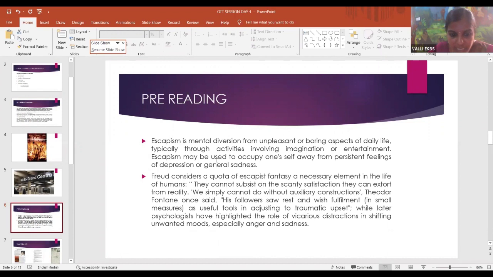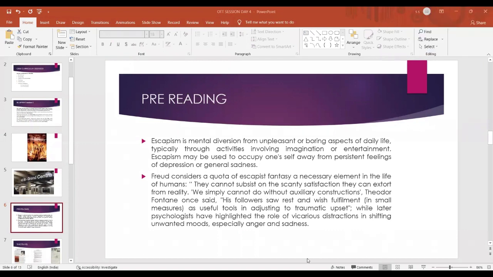Theodore Fontaine once said his followers saw rest and wish fulfillment in small measures as useful tools in adjusting to traumatic upset, while later psychologists have highlighted the role of vicarious distractions in shifting unwanted moods, especially anger and sadness.